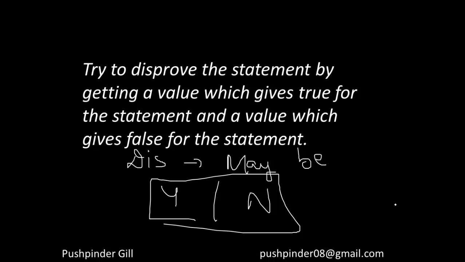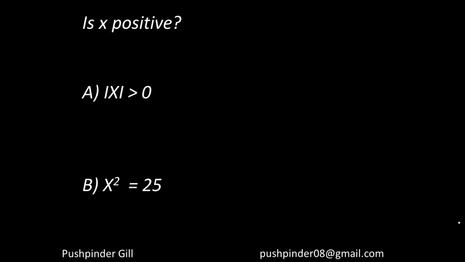So I hope till now the premise is clear, and till now the strategy is also getting clear to you guys, that for every statement try to get a yes and try to get a no. If you're able to get a yes and if you're able to get a no, that means that the statement is not sufficient. However, if you get only yes and only no, that means the statement is sufficient, right? All right, so let's see this question here. Let's try to use the premise in this question.